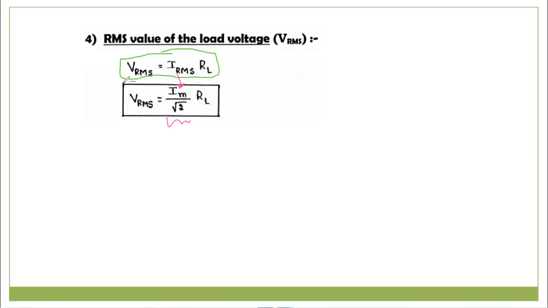So this is a formula: VRMS is equal to Im by root 2 into RL. This is the formula for the RMS value of load voltage. The RMS value of load voltage, VRMS, is equal to Im divided by root 2 into RL.